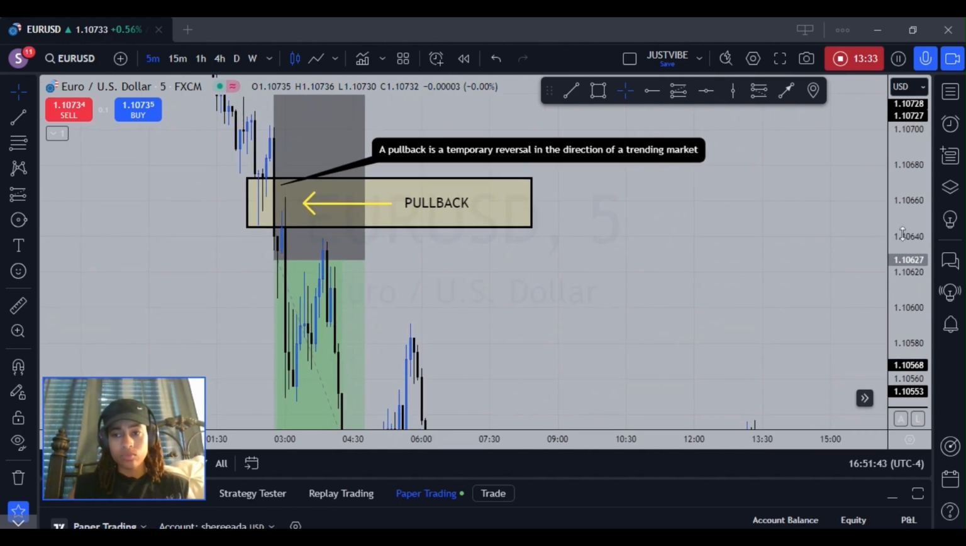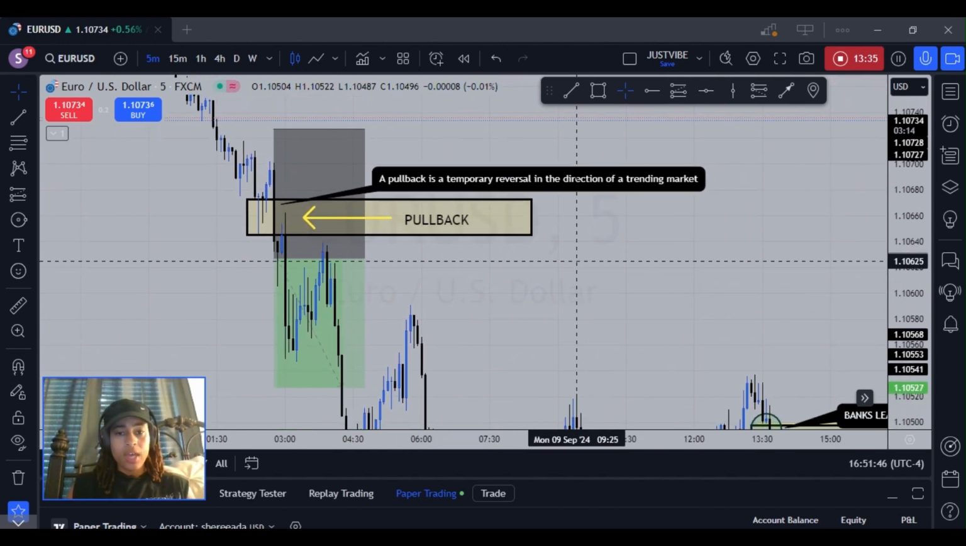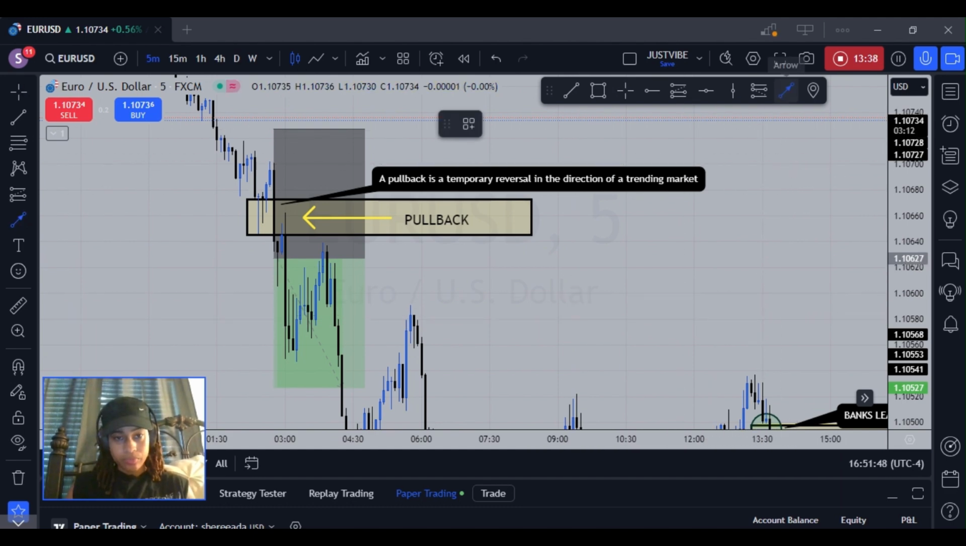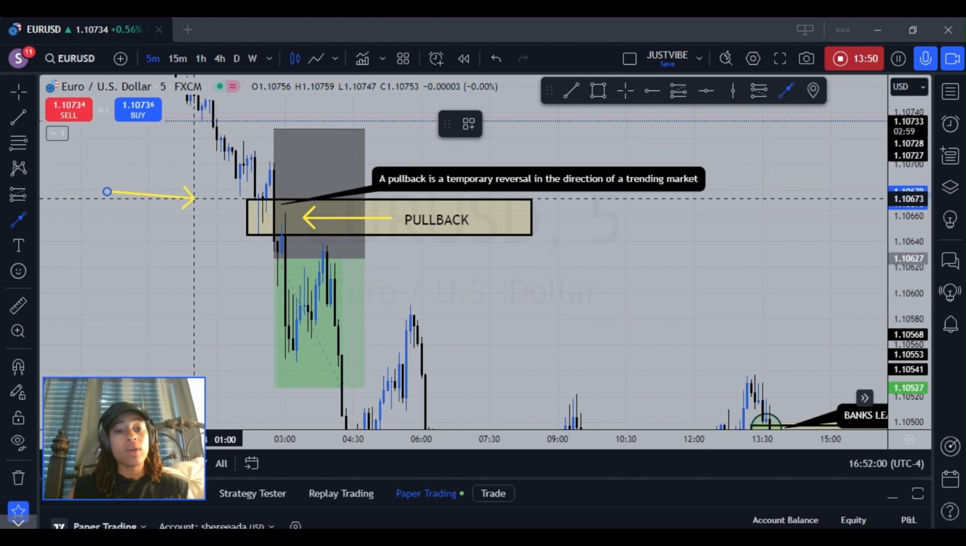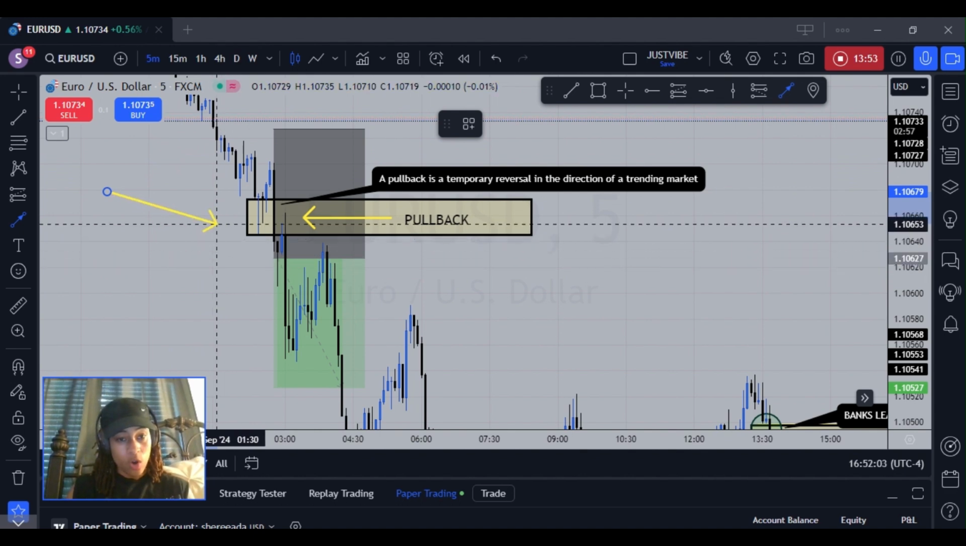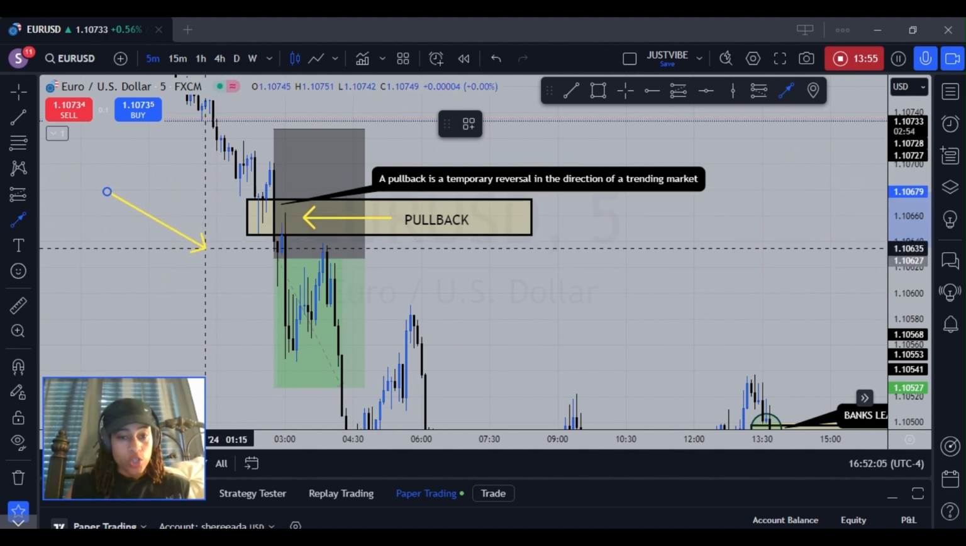All right. So we are here with a pullback. A pullback is a temporary reverse in the direction of a trending market. So basically, you see the trend is going down. When you see the market's trending down, you want to hop into this trend. But when is the perfect time to hop in? The perfect time to hop into a trend is when the market pulls back.